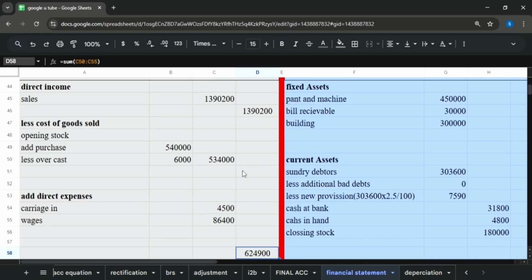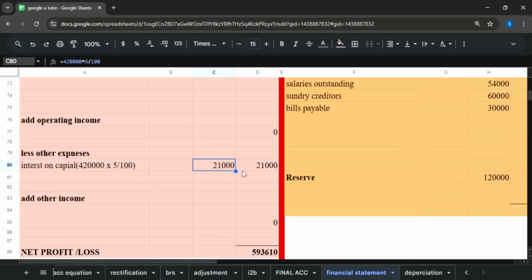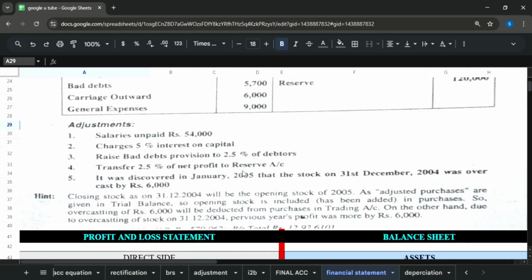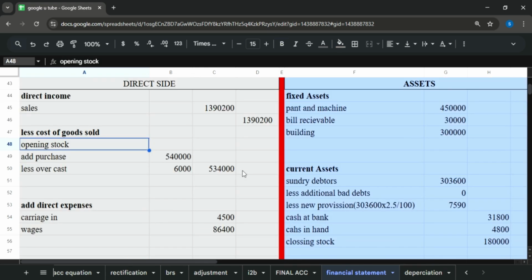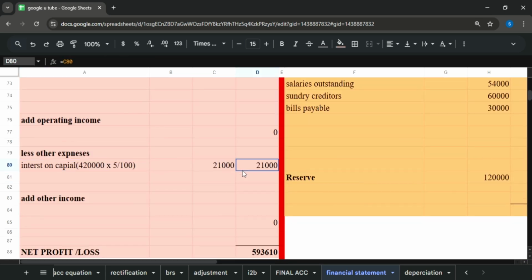So let's calculate 2.5%. You may be calculating over here, or operating expenses. Let's read it out again: 2.5% net profit to reserve. So we will choose other expenses, and here reserve on net profit would be calculated.